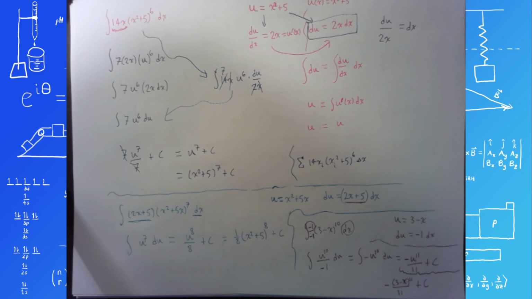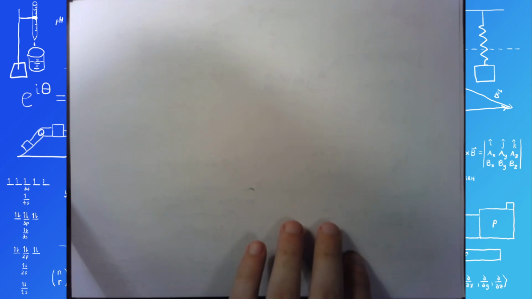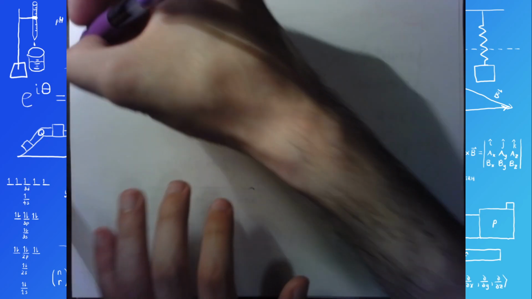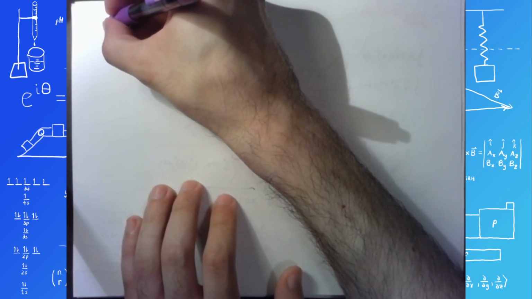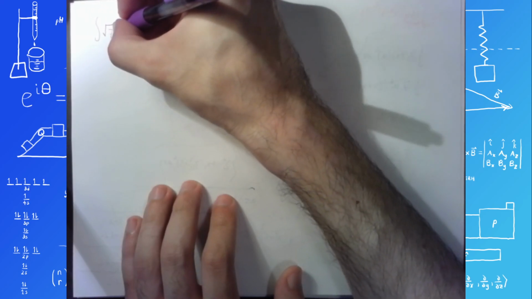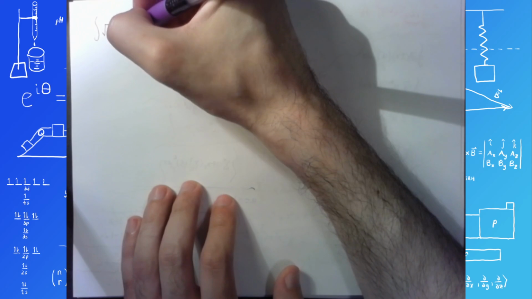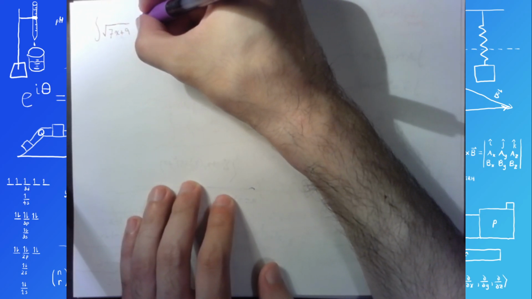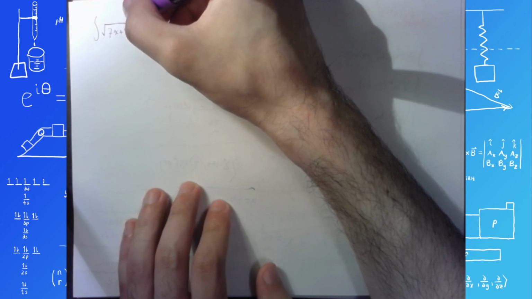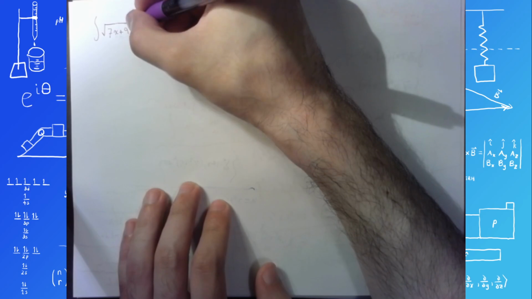Next one, we've got a square root. So I will do this on the next side. It says the square root of 7x plus 9 dx. Well, I know how to integrate the square root of x dx, but the square root of 7x plus 9? Square roots become really, really annoying with integration once you start having addition and subtraction within the square roots.